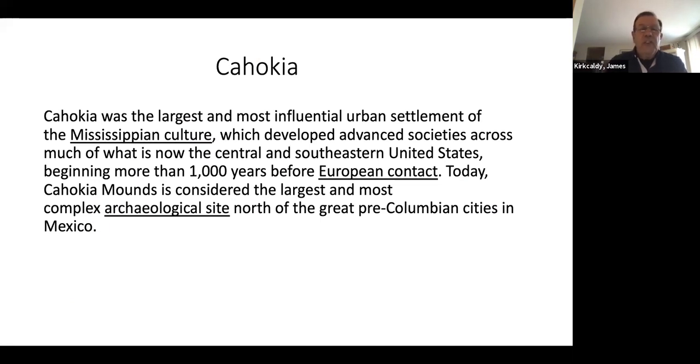And so 1,000 years before European contact, they had these gigantic mounds called Cahokia, which is the largest. And they're actually near what today would be St. Louis, Missouri, in the middle part of the United States.